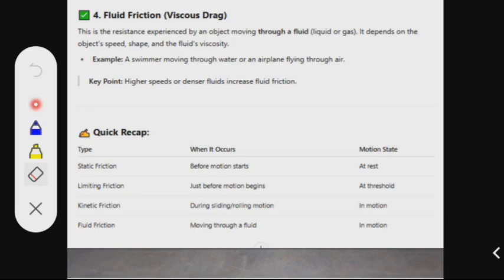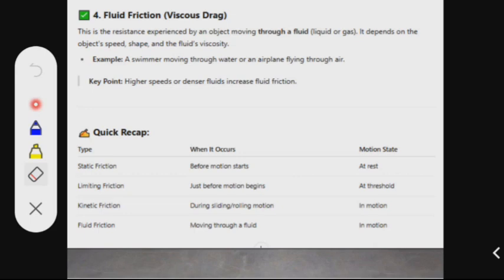So that's for fluid friction, and it's also known as viscous drag. Now the quick recap on everything I've been saying so far: static friction occurs before motion, when an object is at rest. Limiting friction occurs before motion begins. It is the last point, the dying minute of static friction, and it can be said it occurs at the threshold of motion.